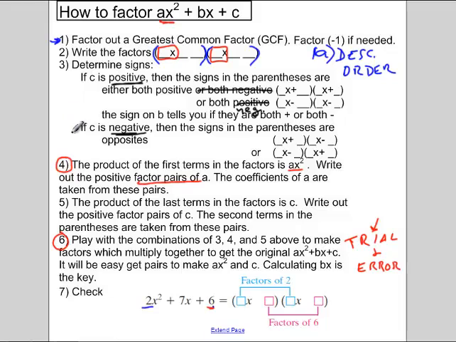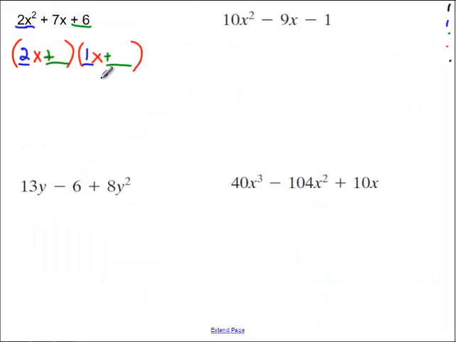Let's go back and take a look at step number 5. Step number 5 is nothing new. The product of the last terms in the factors is c. So we write out the factor pairs of c. Here's our c in green, and we take a look at our factor pairs of 6. What are the factor pairs of 6? Well, it could be 1 times 6. It could be 2 times 3. And it could also be 3 times 2 or 6 times 1.